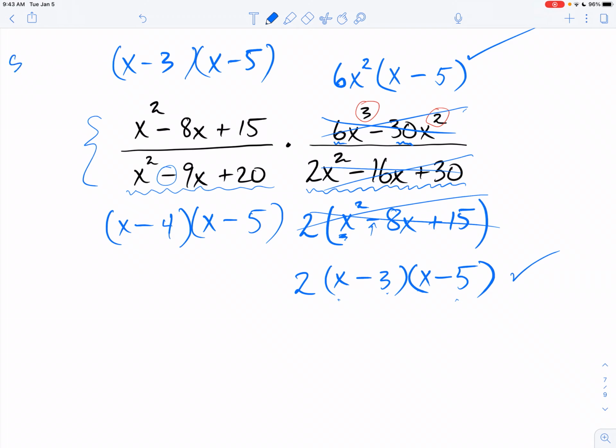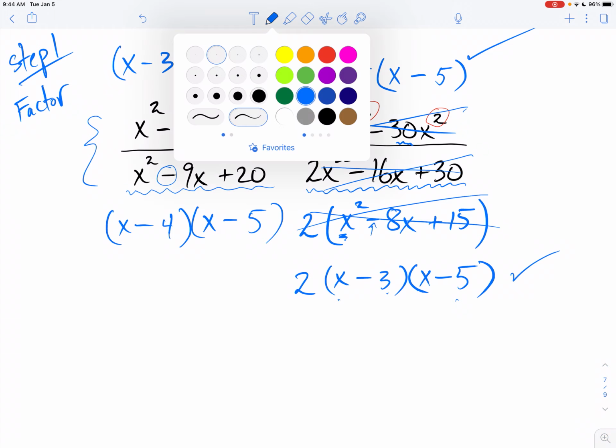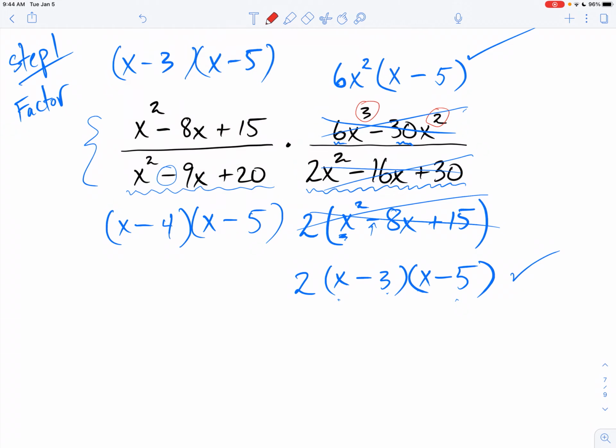I have done step 1, which is factor everything you can. Look for GCFs. Look for the goodness. Now we're going to start canceling stuff. Now, when I cancel stuff, the big stuff always sticks out.